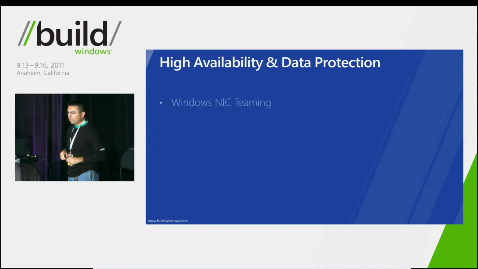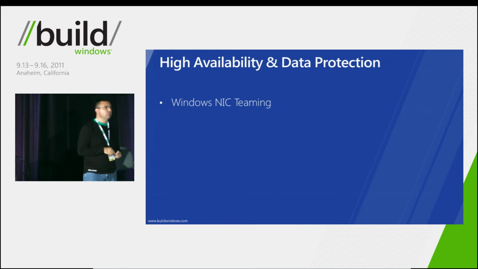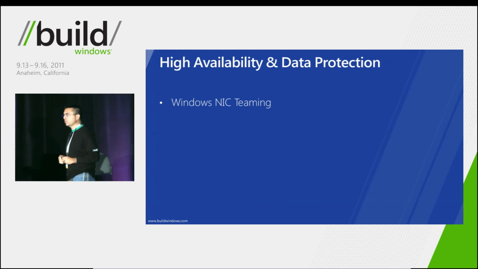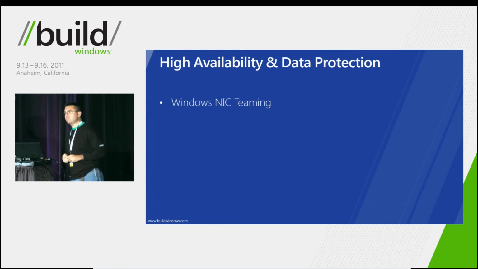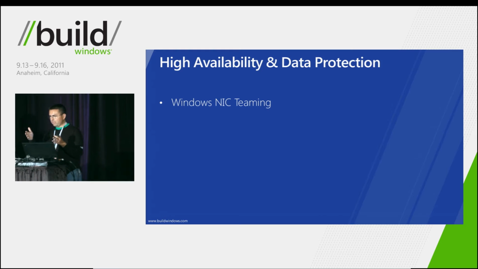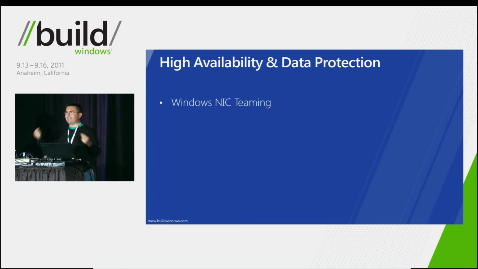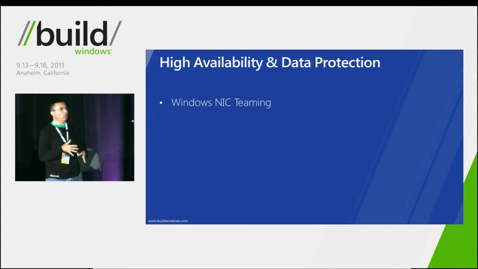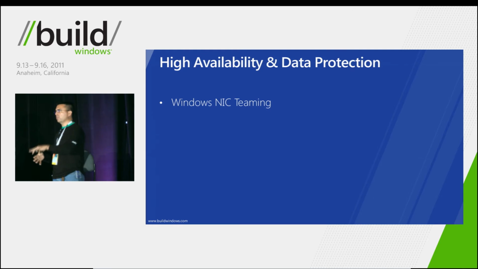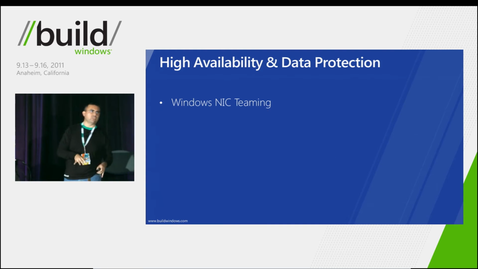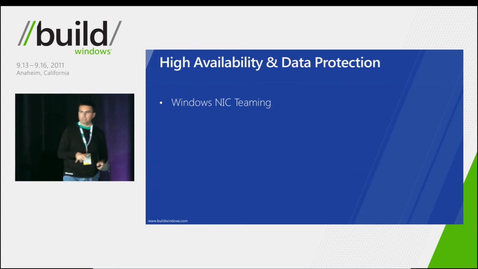In terms of high availability and data protection, Windows NIC teaming in the box. I'm thrilled out of my mind on this feature. No more of having to deal with, well, I bought a server, it has Broadcom on the motherboard, but I just put in a PCIe card, and it's Intel, and I can't team them because they're two different vendors. Not anymore. With Windows NIC teaming, we can team them both. Doesn't matter. You can team your Broadcom, you can team your Intel, it all just works. And we support it, Hyper-V supports it, and it works great out of the box.